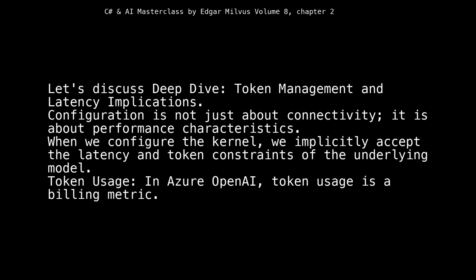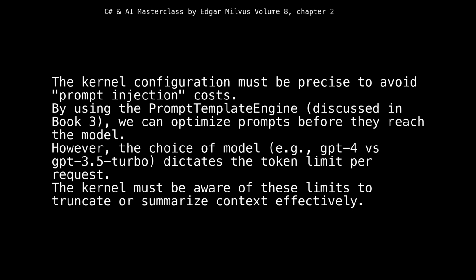Let's discuss the deep dive: token management and latency implications. Configuration is not just about connectivity, it is about performance characteristics. When we configure the kernel, we implicitly accept the latency and token constraints of the underlying model. Token usage: in Azure OpenAI, token usage is a billing metric. The kernel configuration must be precise to avoid prompt injection costs. By using the prompt template engine, discussed in Book 3, we can optimize prompts before they reach the model. However, the choice of model, e.g., GPT-4 versus GPT-3.5 Turbo, dictates the token limit per request. The kernel must be aware of these limits to truncate or summarize context effectively.